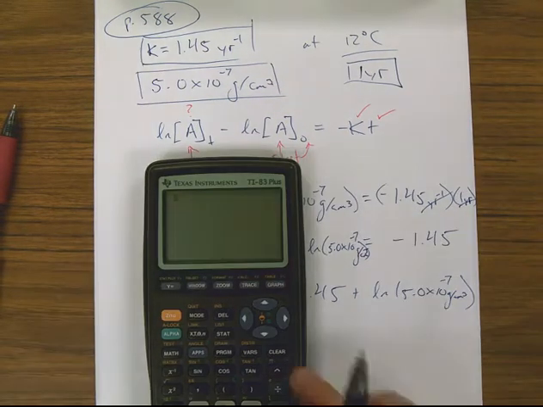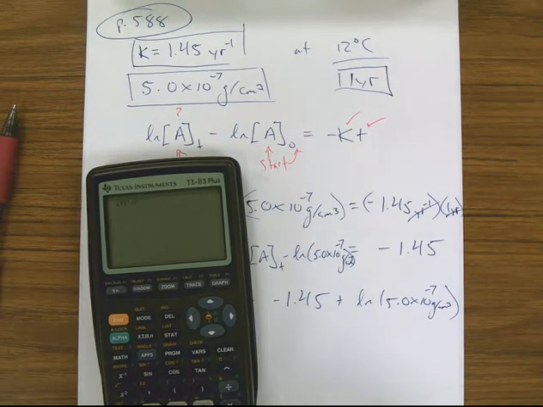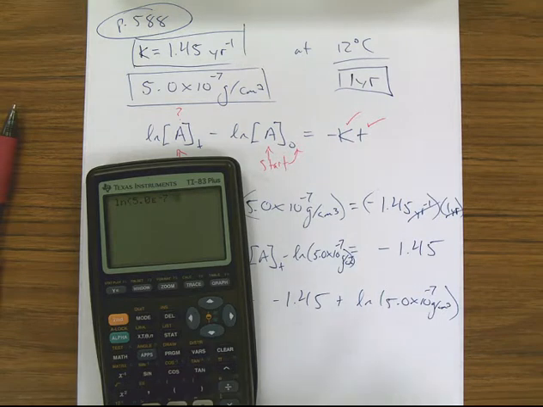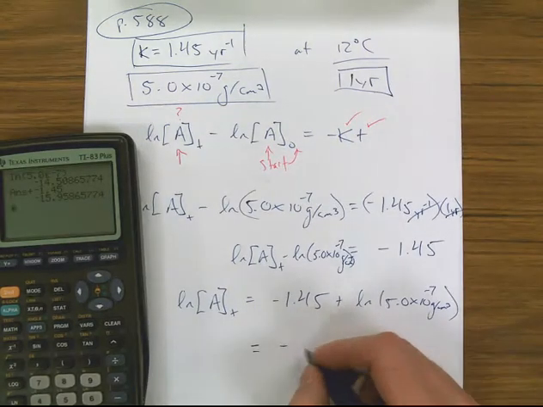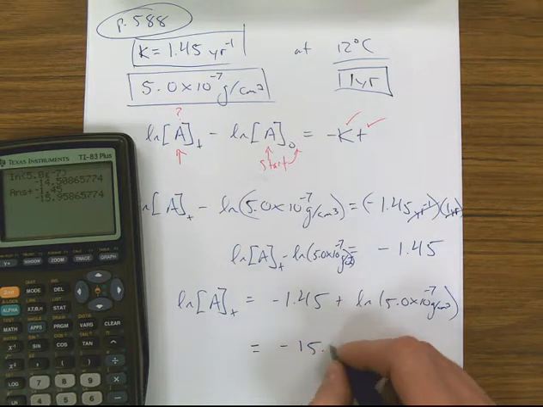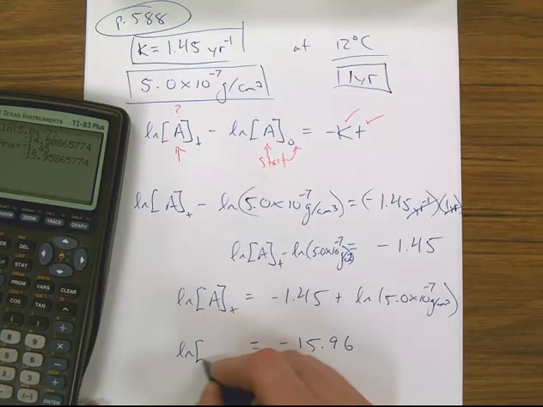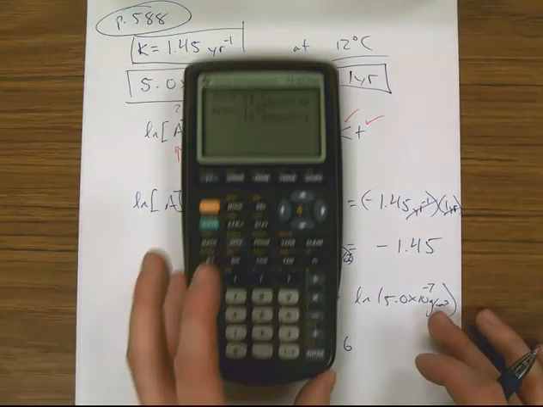So on my calculator, I'm going to take the natural log of 5.0 times 10 to the negative 7, hit enter, and add that to negative 1.45. And the answer I get is negative 15.96. And now I have to figure out what A sub t is. Now you'll notice something on your calculator.